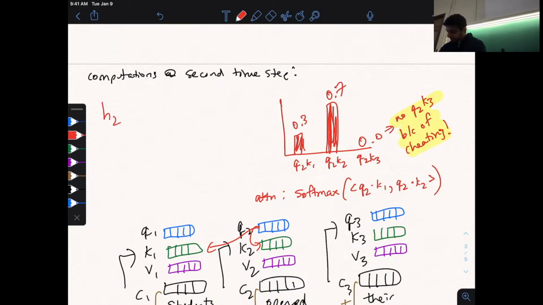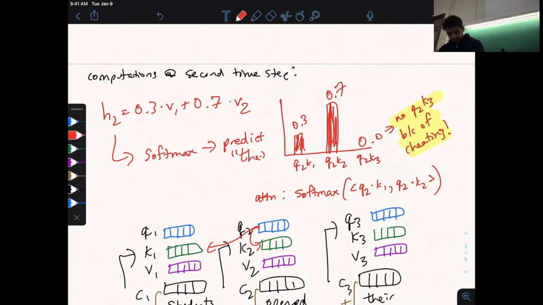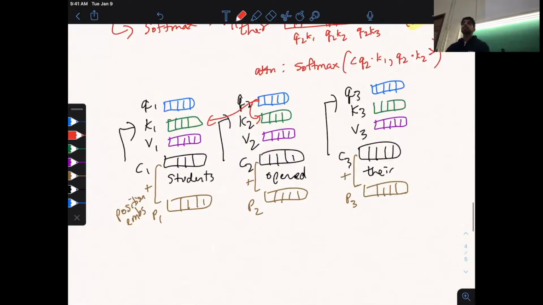Right, so here h2 equals 0.3 times v1 plus 0.7 times v2. We feed it into our softmax and predict there. And you can imagine doing the same thing for the first time step, except now 100% of the probability goes on Q1, K1, and 0 everywhere else, right? So the model only has one time step that it can focus on. Does that make sense?